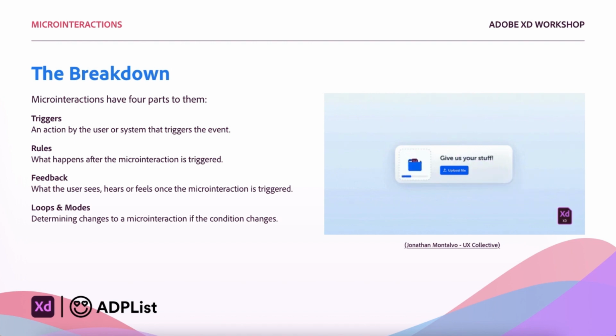And the loops and modes, determining changes to a micro interaction if the condition changes. So if something was different, if it was a different file being uploaded, or if the button was being used in a different context, how would these changes affect how the micro interaction plays out?